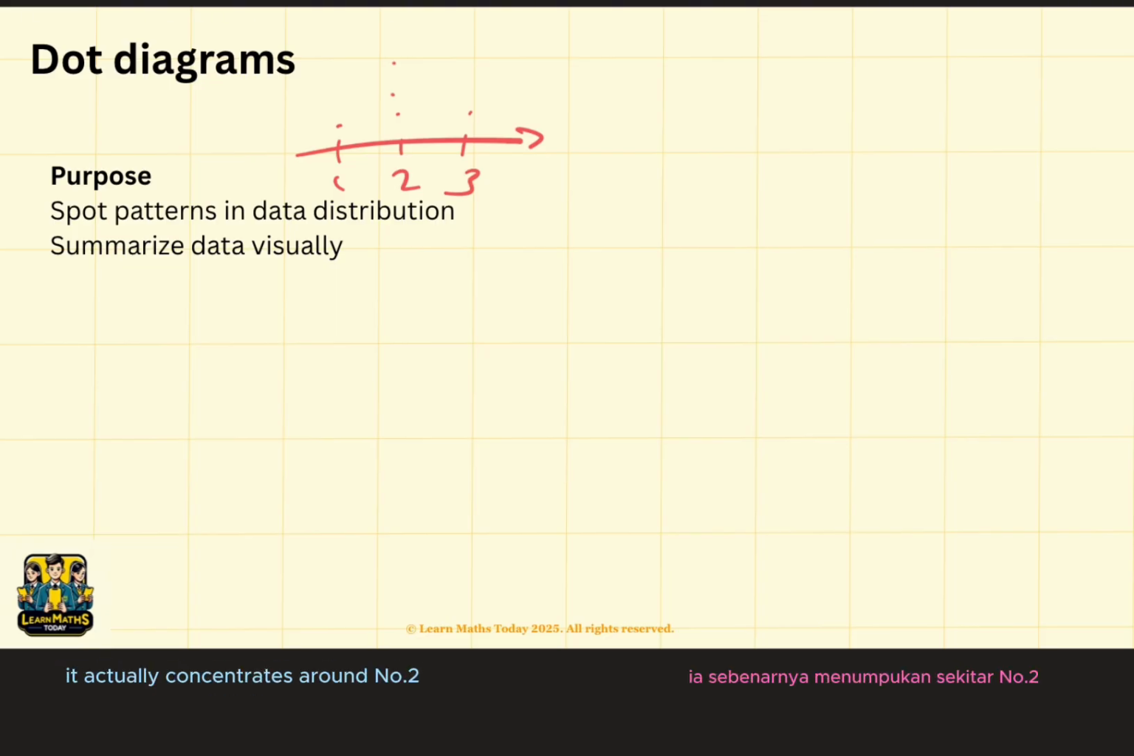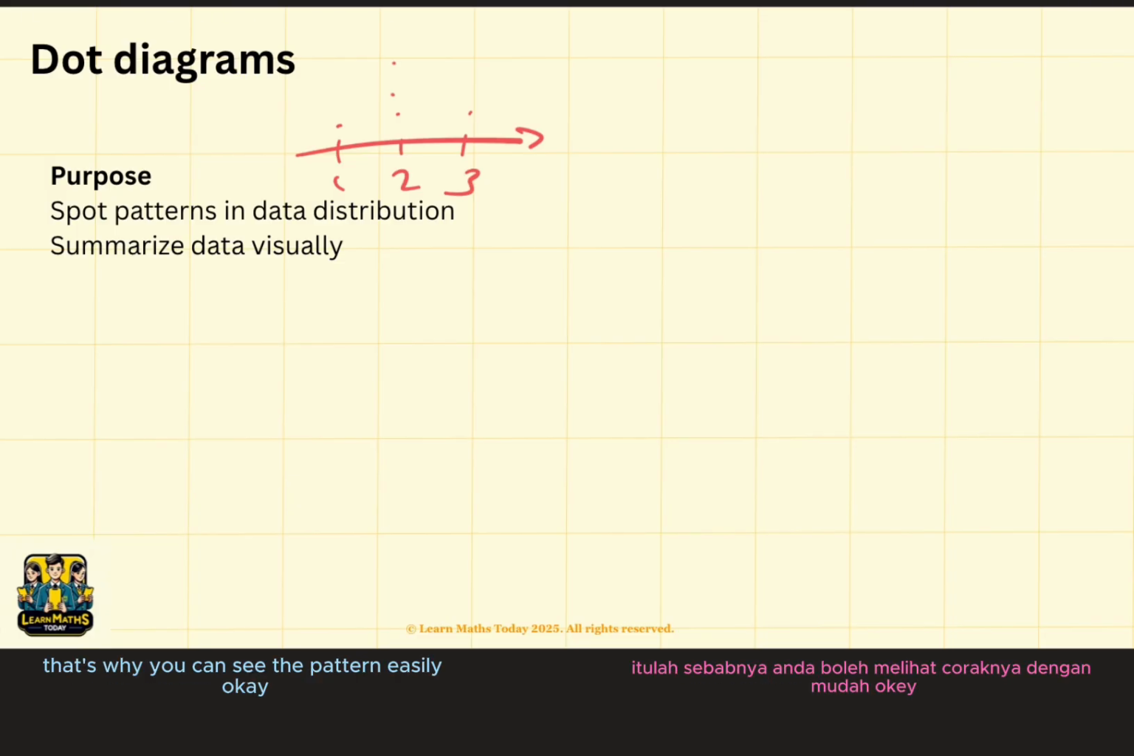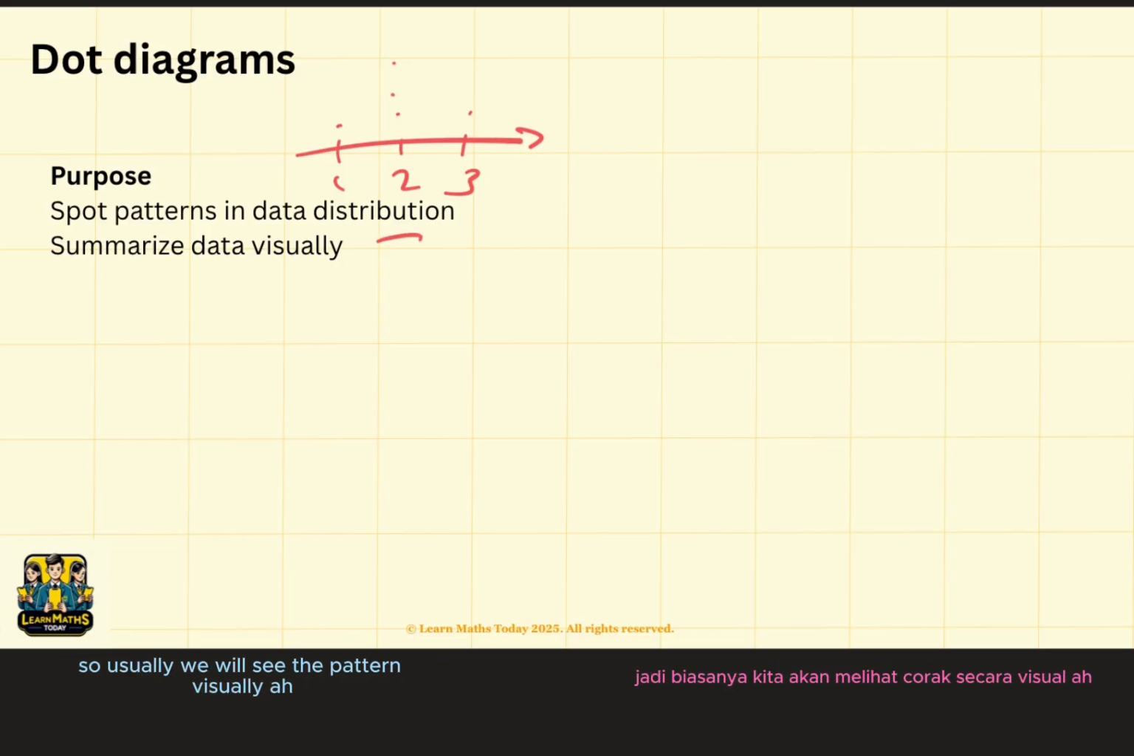The pattern is that it actually concentrates around number 2. Okay, so that's the pattern. Basically, because it's visual, you can summarize it visually. That's why you can see the pattern easily. So usually we will see the pattern visually. Okay, and then what are the key features?